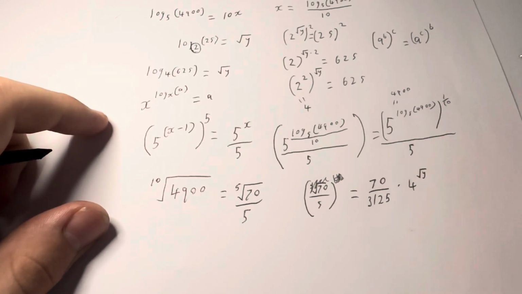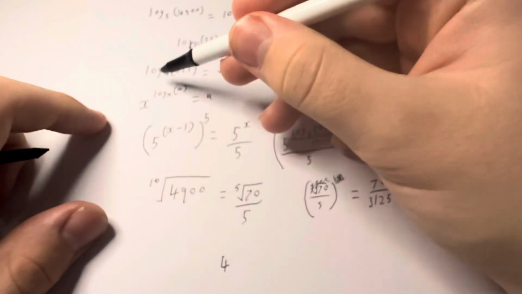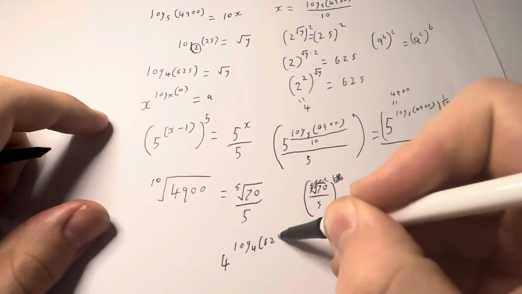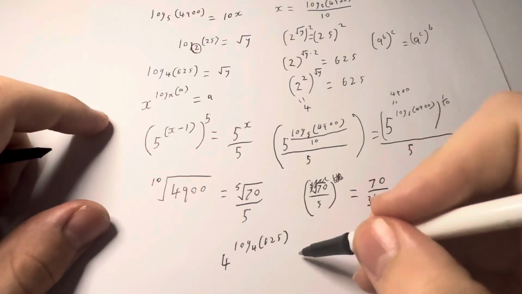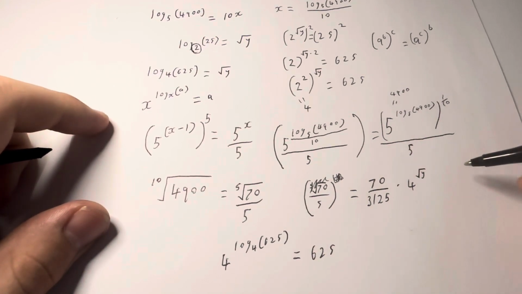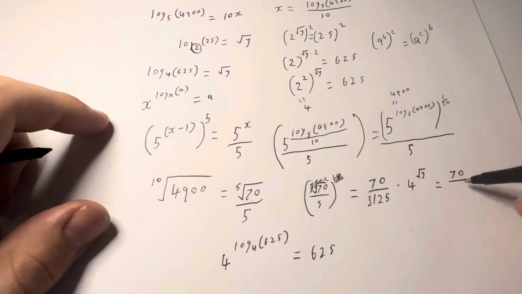Okay, now that we have the top part, we're going to times it by 4 to the square root of y power. So we have 4 to the square root of y power, which we know is log base 4 of 625. Okay, this will just give us 625. Oh wow. So we have 70 divided by 3,125 times 625.